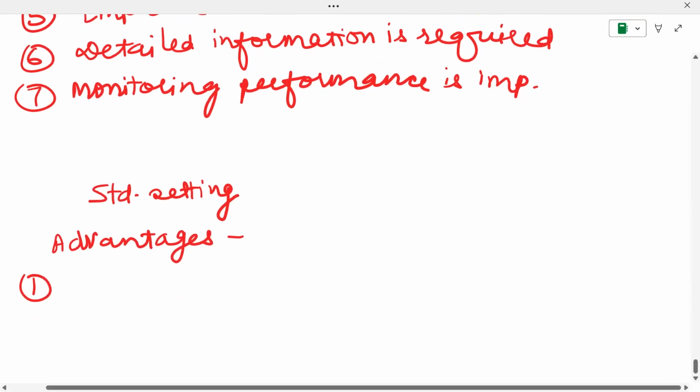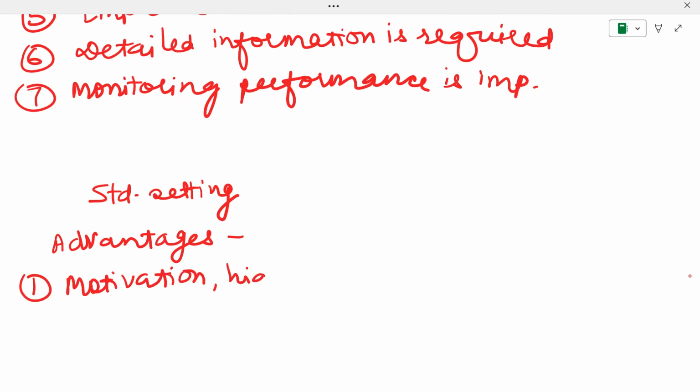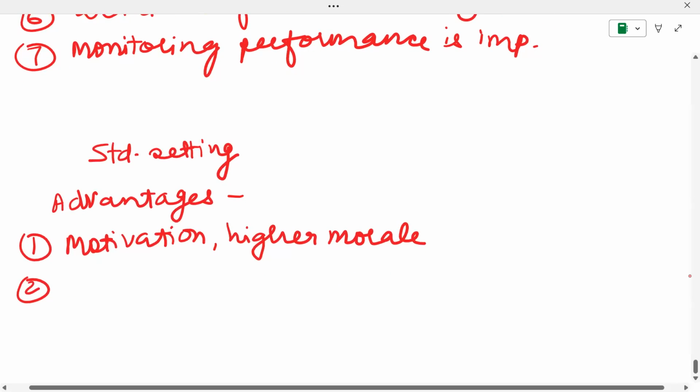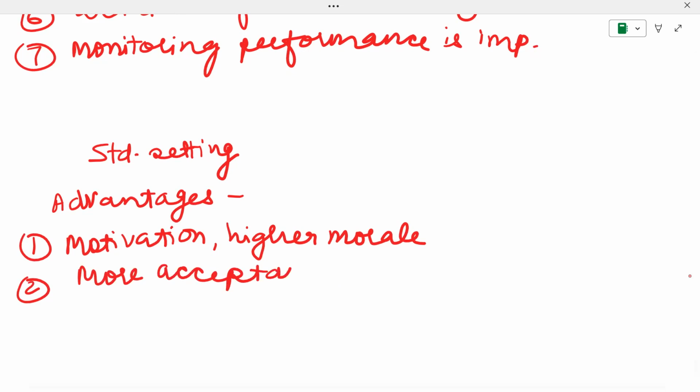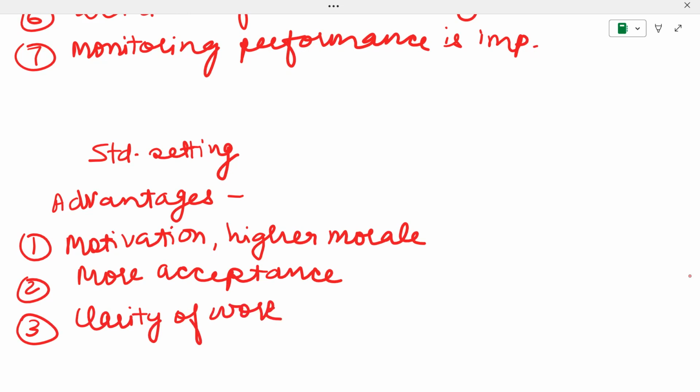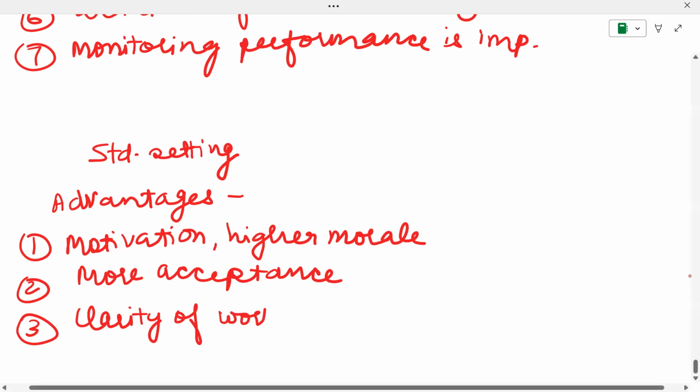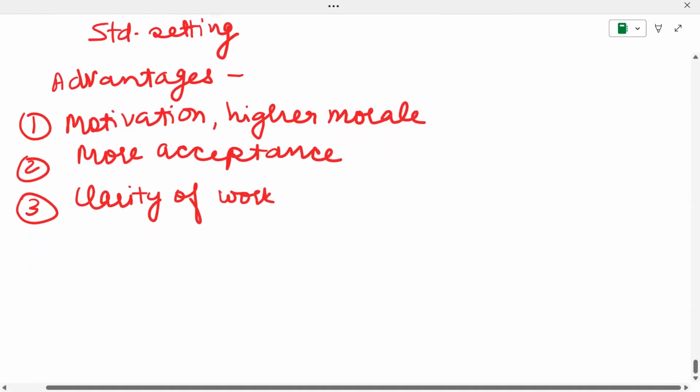First of all, talking about the advantages, definitely they are going to have motivation and there's going to be a higher morale of the employees. Then the second advantage is that there will be more acceptance because they are the people who have set those standards, so they will accept them. Then thirdly, there will be clarity of work. Again because they have been involved, they will know what exactly is expected out of them.